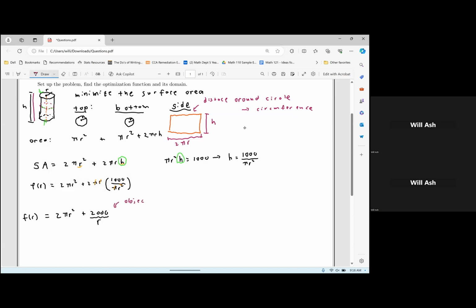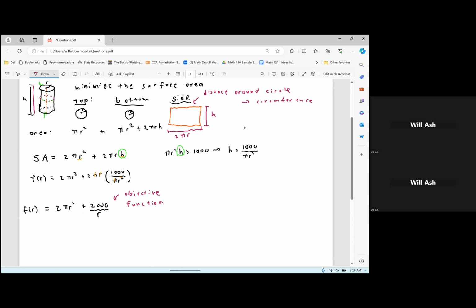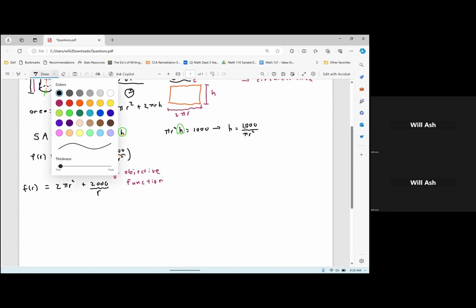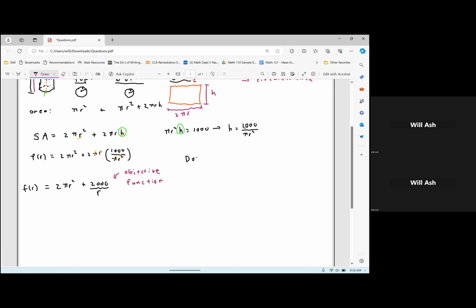This is the thing, if I take its derivative and set it equal to 0, I can find the radius that will give us the minimum surface area. But there's one other thing we should talk about now that we have this function. We should mention its domain. And again, note that my variable is r, right? So it's in terms of r.